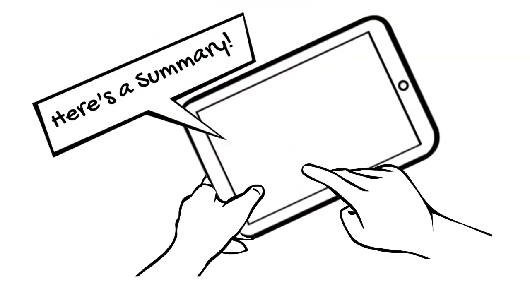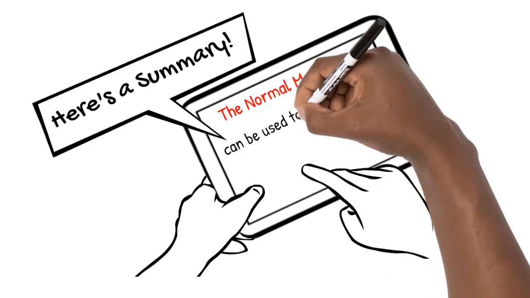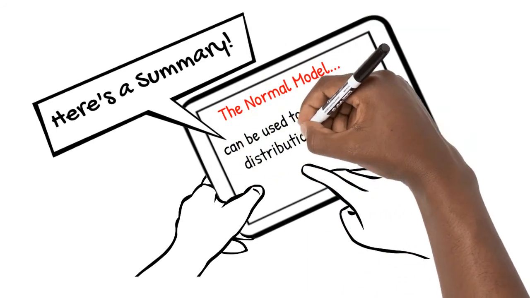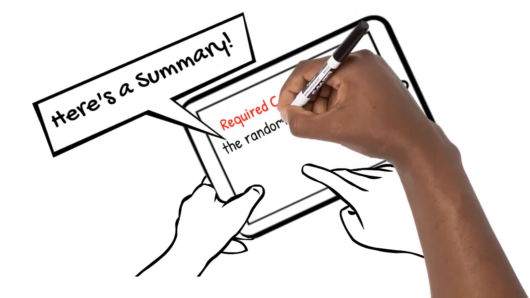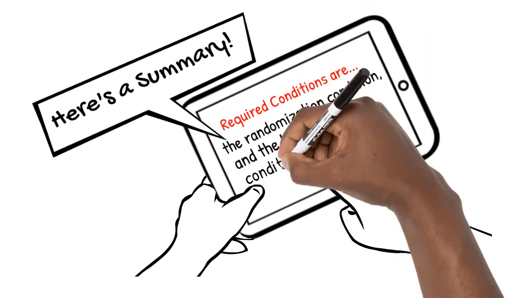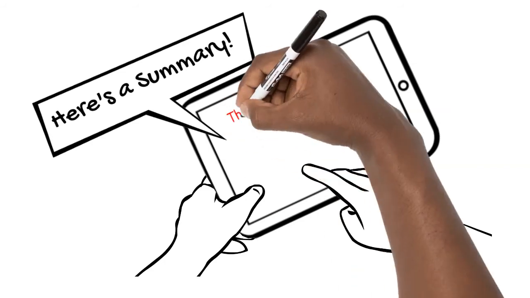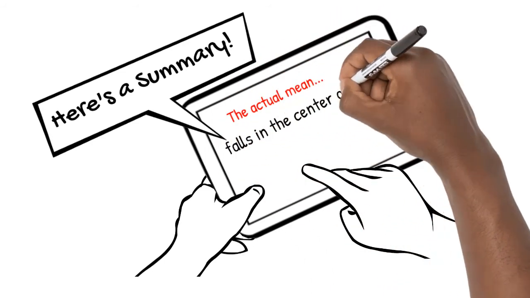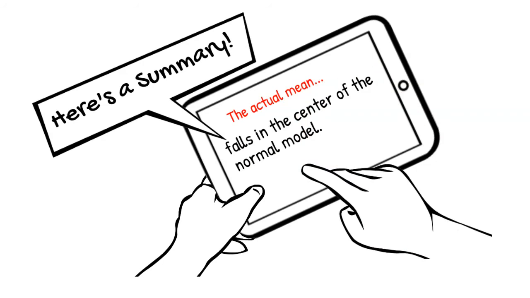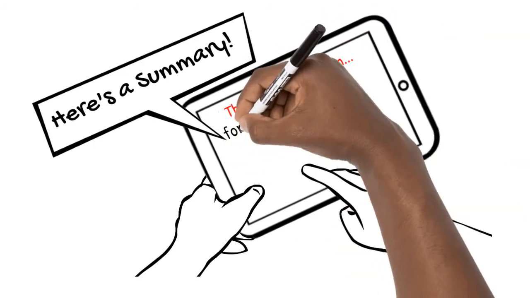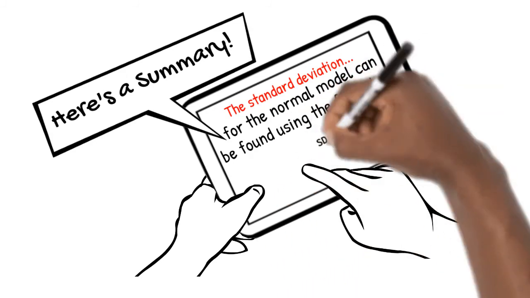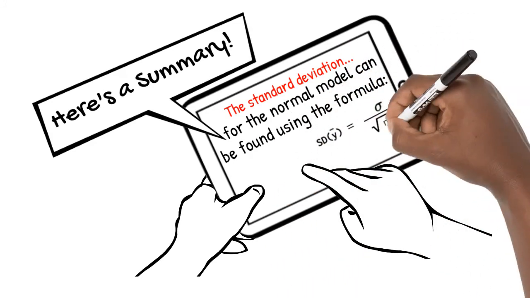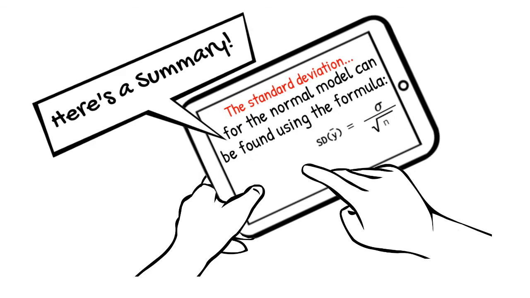Here's a summary of what we've learned. The normal model can be used to represent the distribution of means for several samples. Required conditions are the randomization condition and the large enough condition. The actual population mean falls in the center of the normal model. The standard deviation for the normal model can be found using the formula: standard deviation of the normal model equals standard deviation of the population over the square root of the sample size.